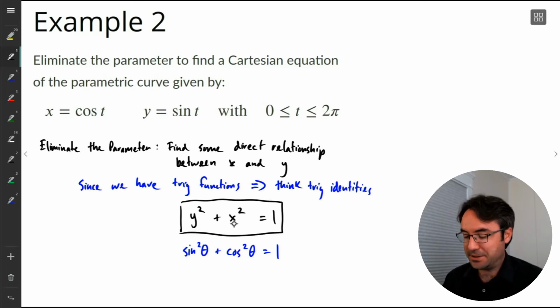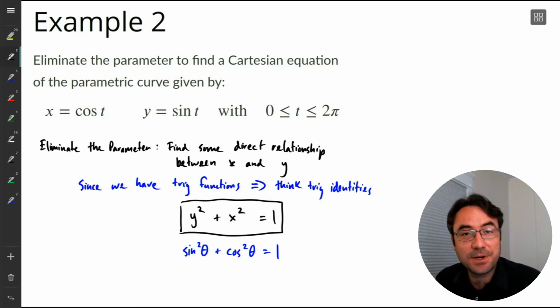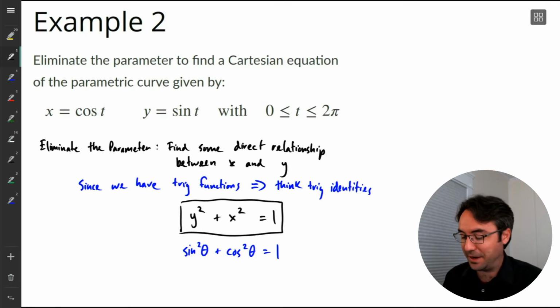Now, it's probably a little nicer to write this as x squared plus y squared is equal to 1, but fine. This is fine. And this is a recognizable equation. You've probably seen this one at some point before. This is a circle. This is a circle of radius 1 centered at the origin.